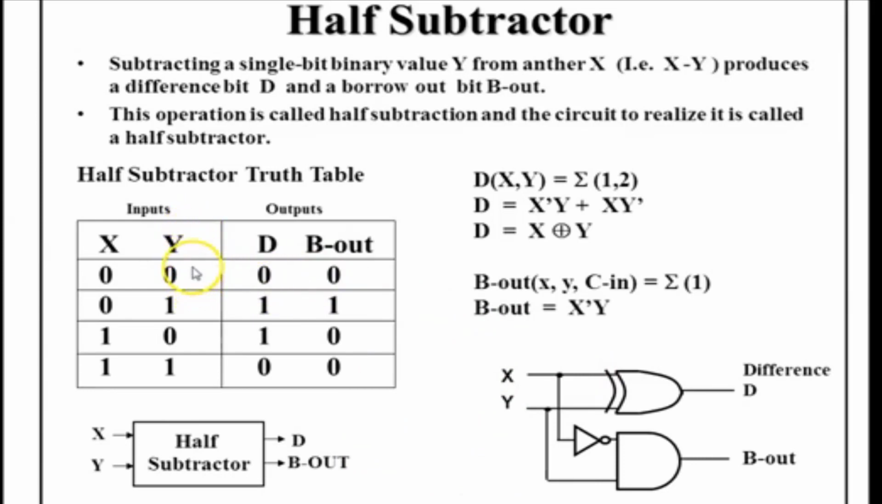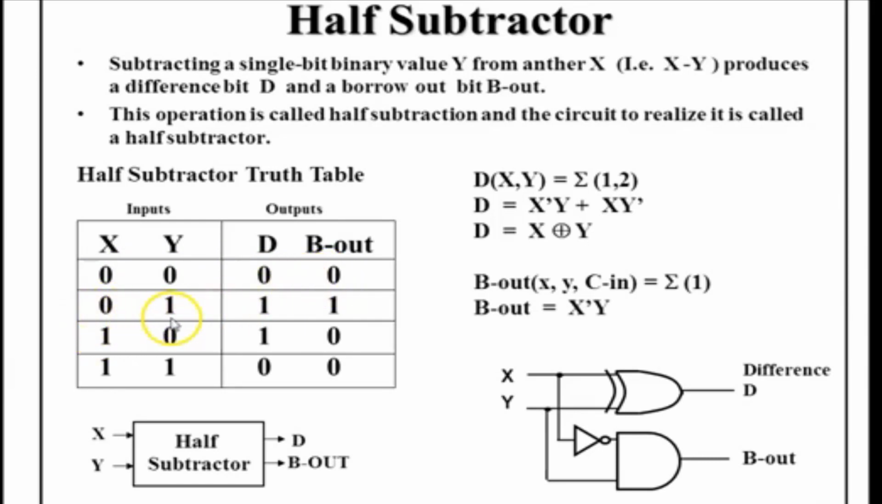So two single bit binary numbers are subtracted to get the difference. So 0 minus 0 gives me a difference of 0 and there is no requirement to borrow a bit.